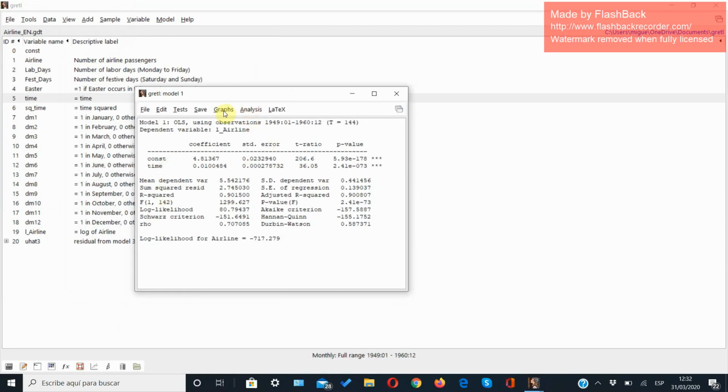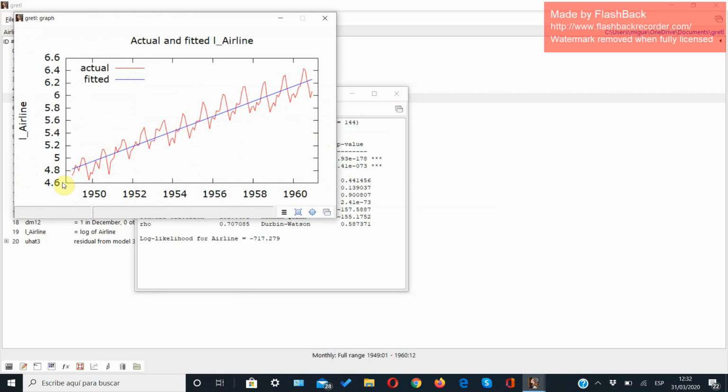To see graphically the result, you can choose graphs, fitted actual plot against time. Here you will visualize what we are doing. We are fitting a straight line that crosses in the least squares path the time series that we have observed. If you see, the fitting seems a bit changing. It is crossing more or less the center of the annual cycle. In this case, it is close to the peak of the annual cycle at the beginning of the sample.